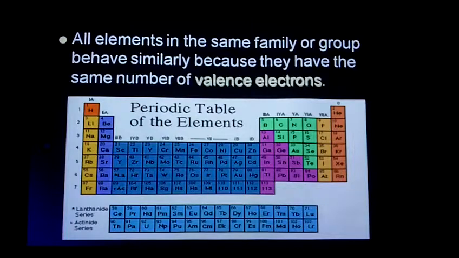All elements in the same family or group behave similarly because they have the same number of valence electrons. If I isolate any family or group, let's take this one for example, everything in this column is probably going to have the same physical and chemical characteristics. It doesn't matter what column I choose, they're all going to be the same. They have similar physical and chemical characteristics because they are in the same column and have the same number of outer shell electrons, or what we call valence electrons.